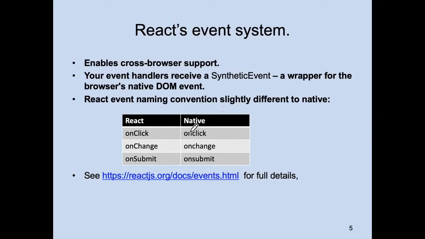The native ones are always lowercase, whereas the React events are camel case, as you can see there. So if you've done any native event handling before, you just have to get used to the fact that you should be using camel case for your event names rather than lowercase. If you want to get the full list of events, you can get it here. I don't really think you need to look at that though.